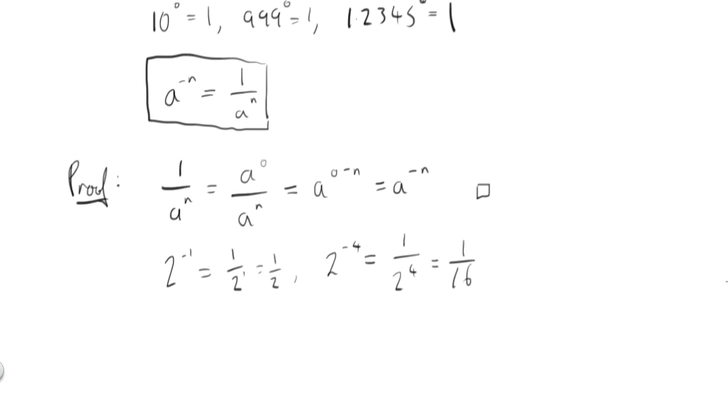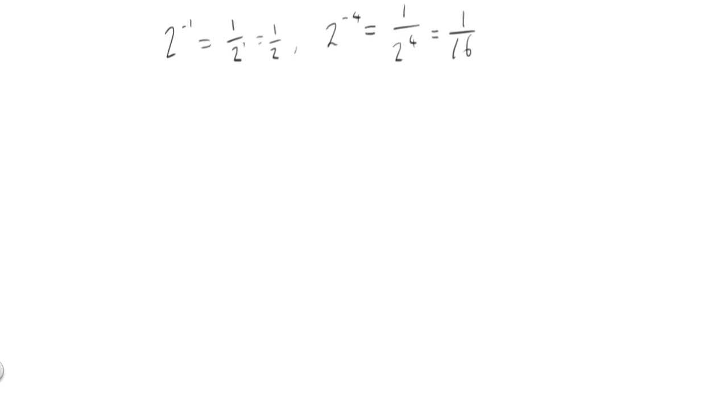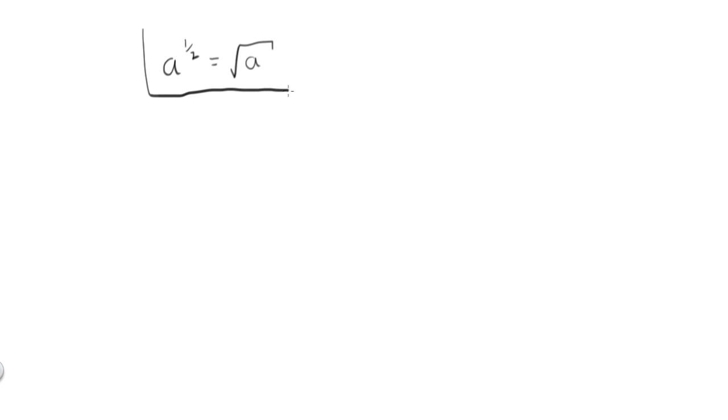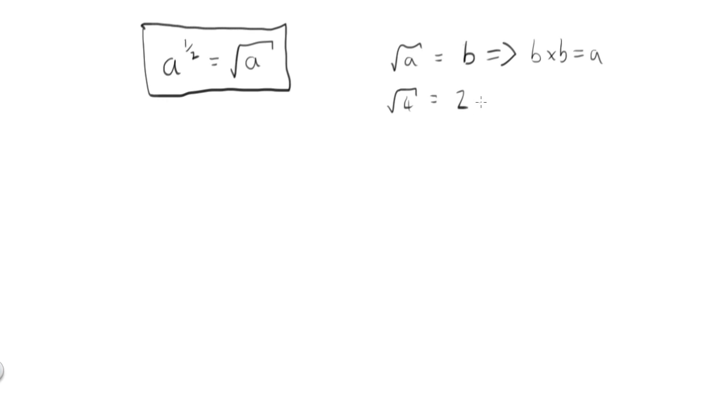The last thing I'm going to look at is what happens when we have fractional indices, or fractional exponents. To start with, I'm going to show you what happens when we have a raised to the power half. A raised to the power half is another way of writing the square root of a. Just to remind you, a square root of a number is simply another number. If the square root of a equals b, that means that b times b is equal to a. So for example, the square root of 4 is equal to 2, so that implies that 2 times 2 is equal to 4, and you can see that is indeed correct.